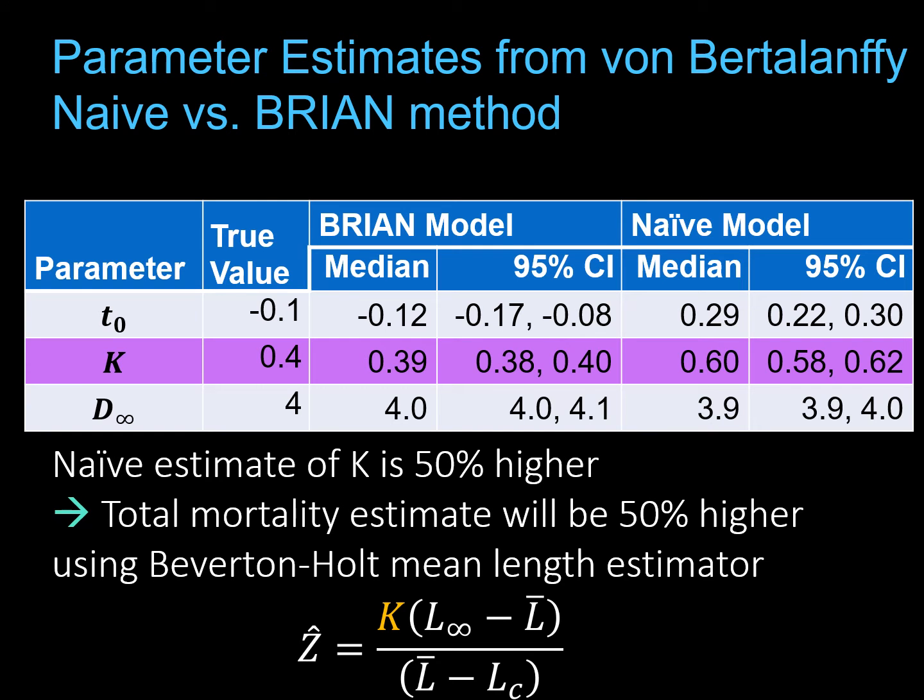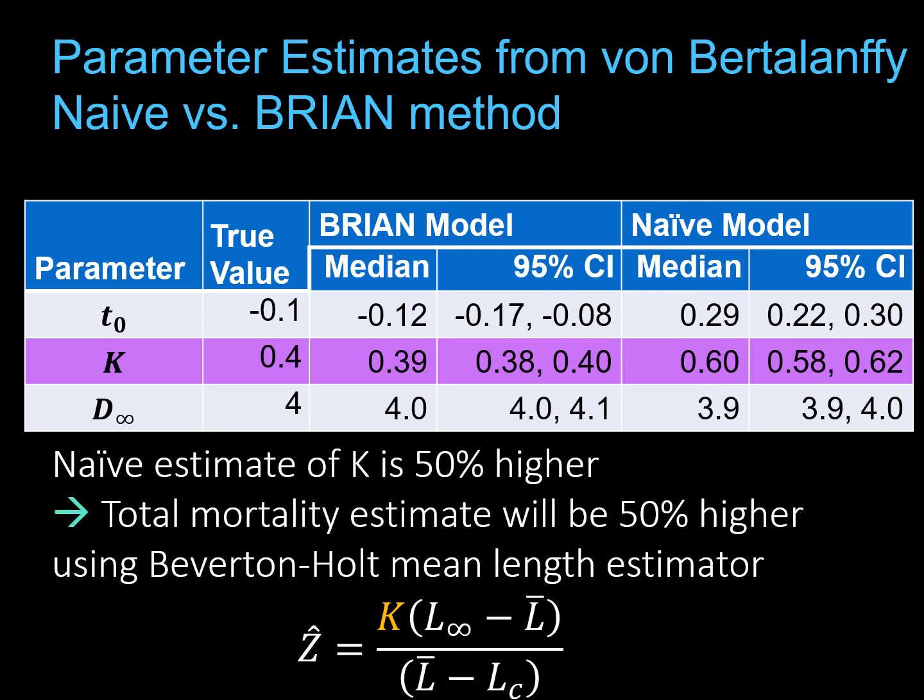How do the two models compare in their estimates of parameters from the von Bertalanffy model? For T0, the Bryan model performs well, getting it close to the truth. The naive model overestimates T0, with a 95% credible interval not containing the truth. For D infinity, both the Bryan model and the naive model perform well, estimating close to the true value of 4. However, for K, the Bryan model performs well, estimating close to the truth of 0.4, but the naive model overestimates K at 0.6. Therefore, the naive estimate of K is 50% higher.